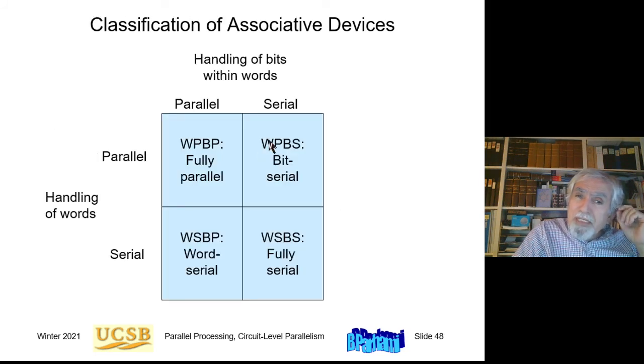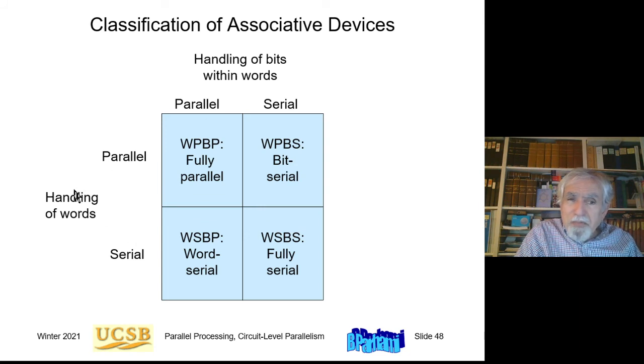Now, associative devices can be classified into 4 categories. Computer architects are very fond of this type of classification that leads to 4 categories. Remember the Flynn classification: SIMD, MIMD, MISD, and SISD. Then the Johnson classification of shared memory, distributed memory, and so on. That's 4 categories, and this one has 4 categories too.